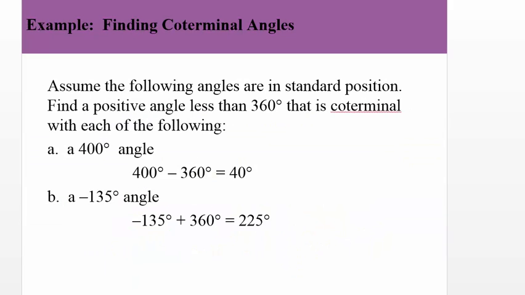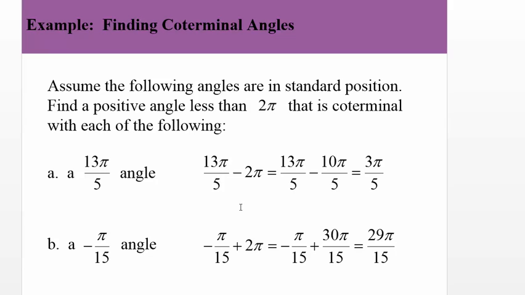All right, a few more examples on finding coterminal angles here. We'll take a 400-degree angle, and it says, assume the following angles are in standard position. Find a positive angle less than 360 degrees that is coterminal with each of the following. So if you said 400 degrees here, instead of adding 360, you'd have to subtract 360 to stay within the parameter of the problem. You'd get 40 degrees. A negative 135, you'd have to add 360 for a positive angle that's less than 360 to get 225. So when you start doing your assignments and so forth, watch out for the directions.